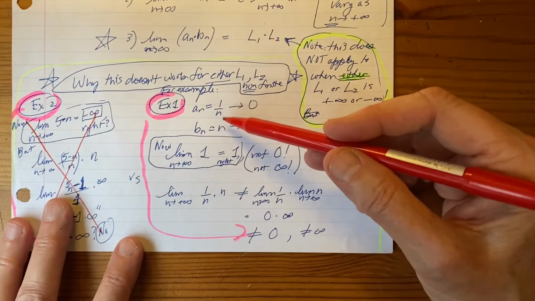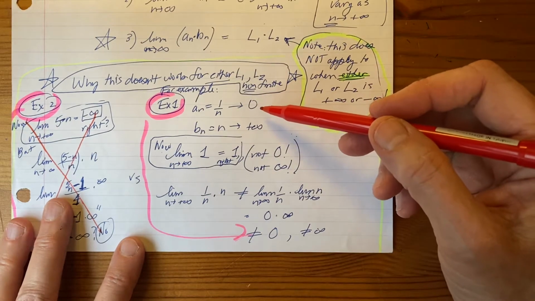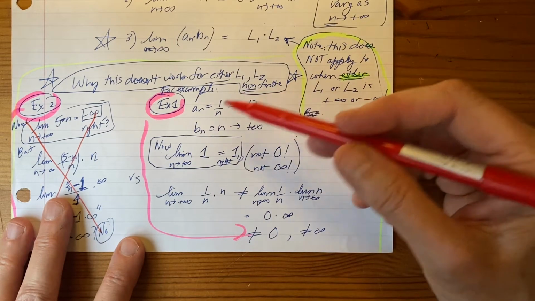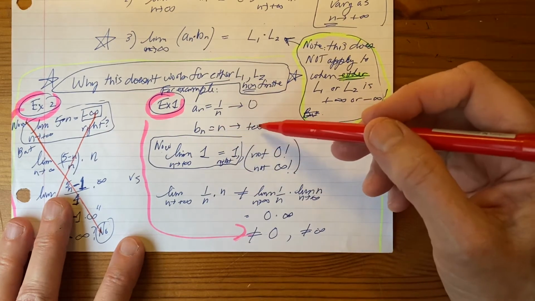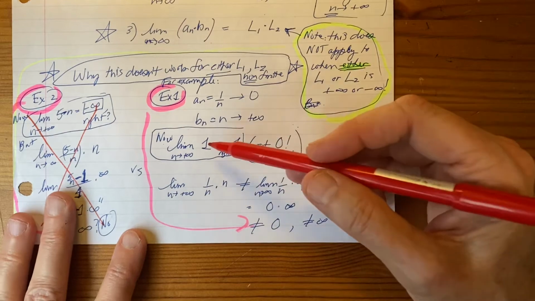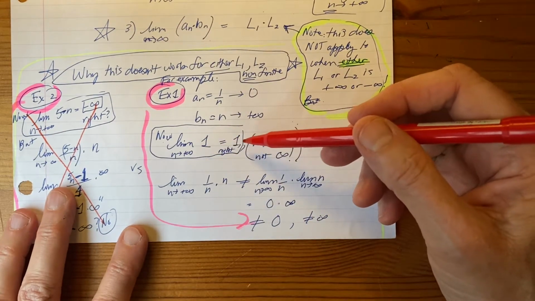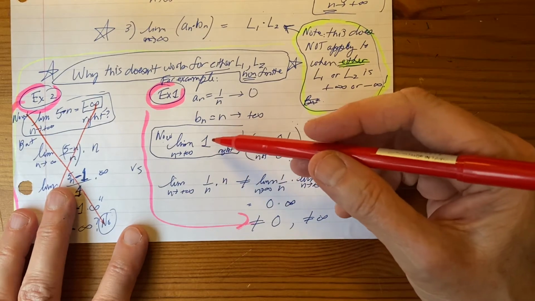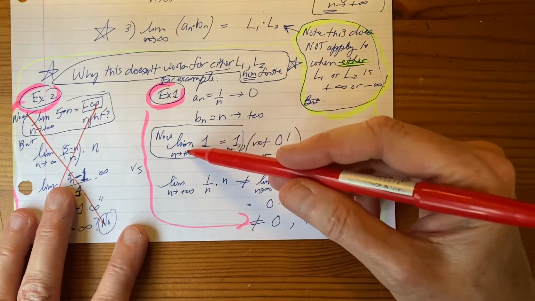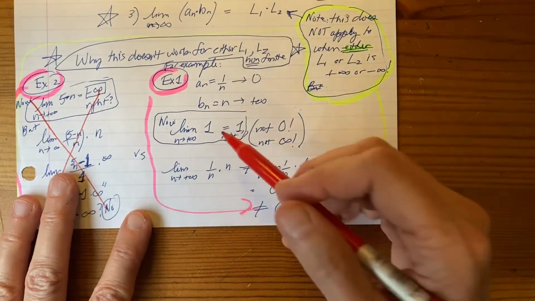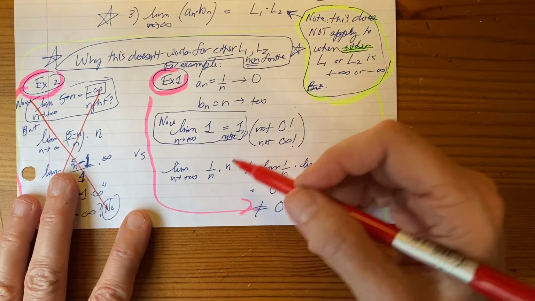For example, the limit of a sub n equaling 1 over n goes to 0, right? Its limit is 0. The limit of b sub n, which is just equal to n, goes to infinity. Now the limit of 1, of course, is a constant sequence. That's just going to stay at 1. It doesn't care what n is doing. But 1 can be rewritten as 1 over n times n.